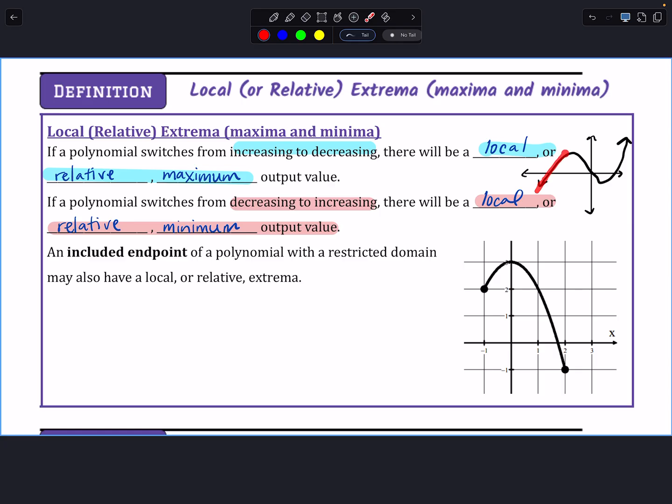And then it switches to decreasing. So right here, listen guys, this is what we call an extrema. If it's a max or a min, it's called an extreme value or an extrema. Okay? Then it starts to go down. And then it switches and starts to go up. So this is also an extrema. Does that make sense? Okay.